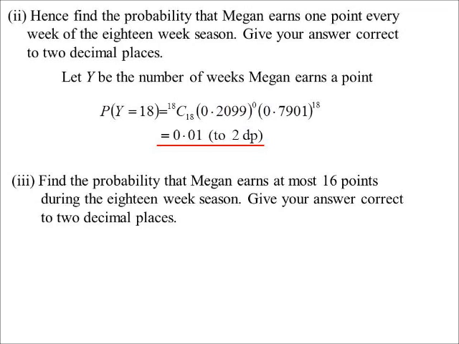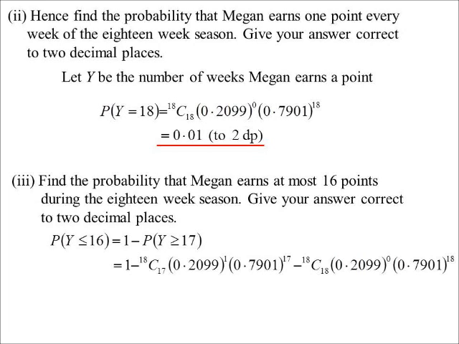So at most 16 points. Well, it's going to be easier to work out 17 or more, especially since we've already worked out 18, and subtract that from 1. So probability for 17, probability for 18, subtract from 1, and we get 0.92.